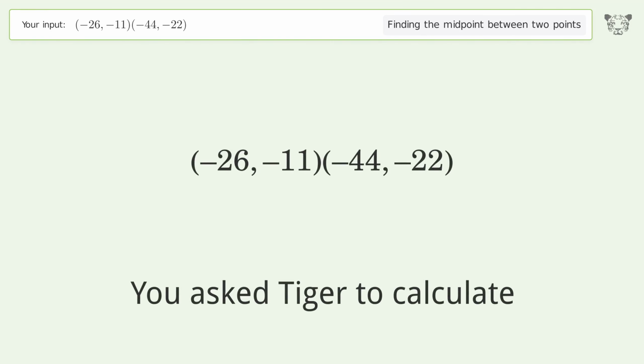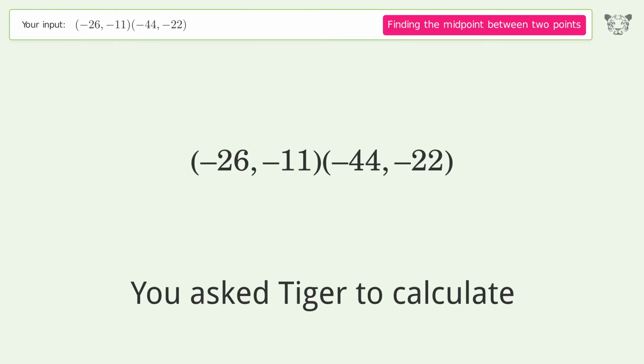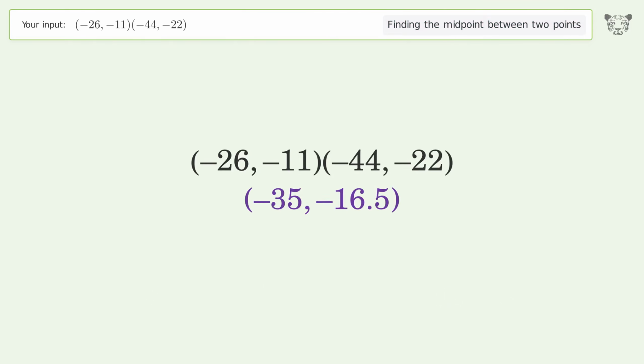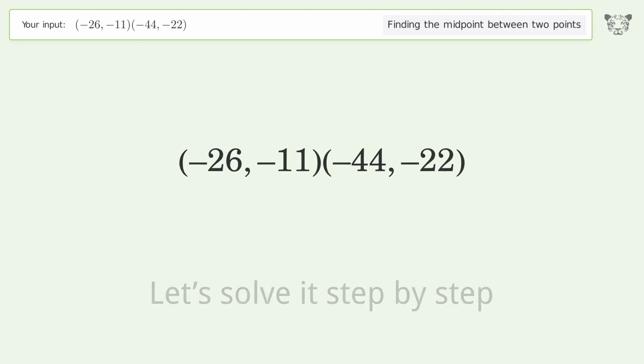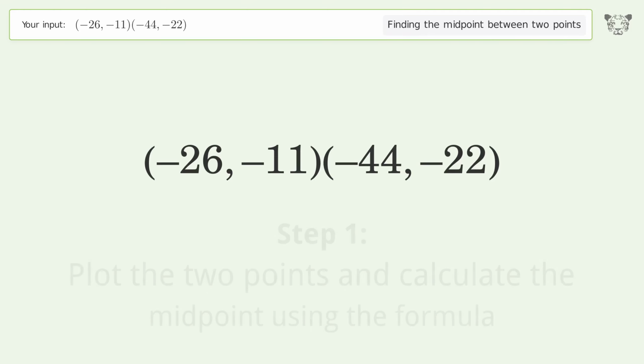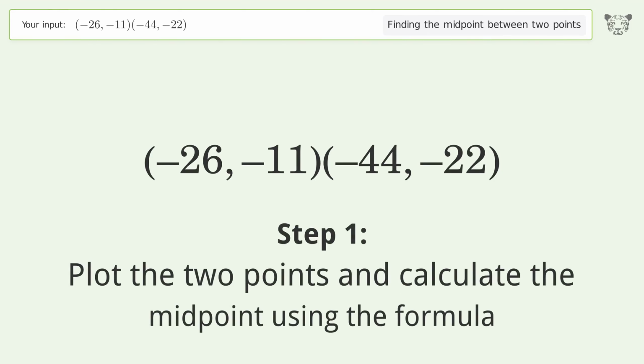You ask Tiger to calculate. This deals with finding the midpoint between 2 points. The midpoint between the 2 points is -35, -16.5. Let's solve it step by step. Plot the 2 points and calculate the midpoint using the formula.